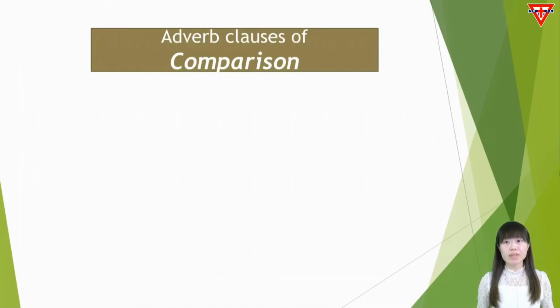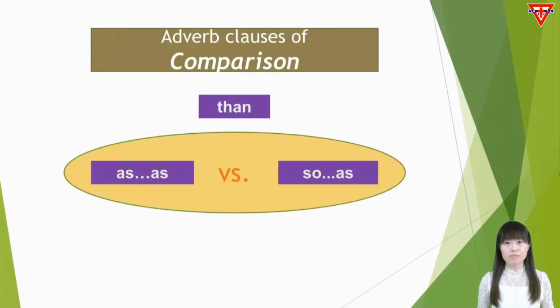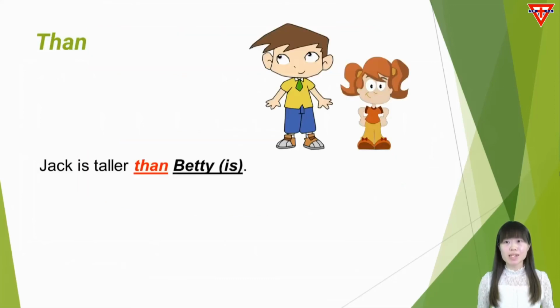Fifth, adverb clause of comparison. Than indicates the standard against which the comparison is made. For example, Jack is taller than Betty.